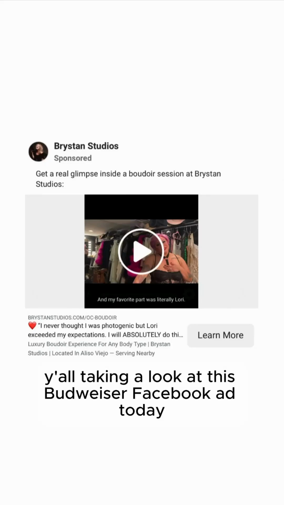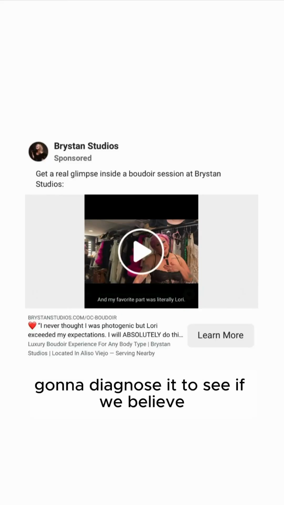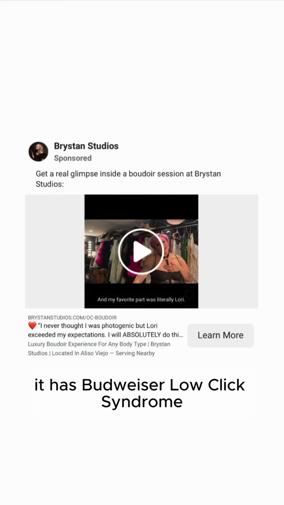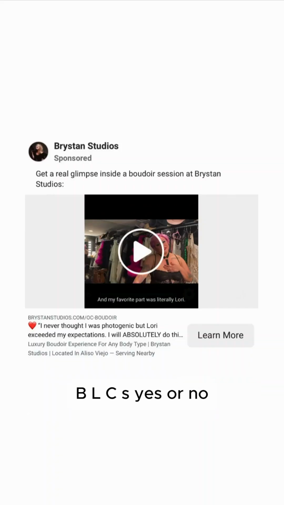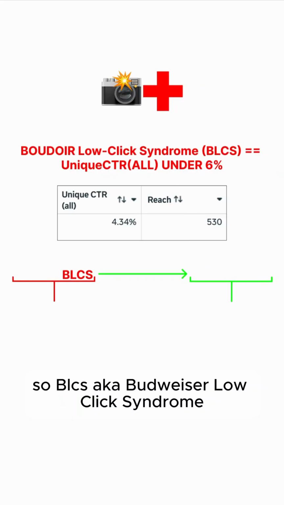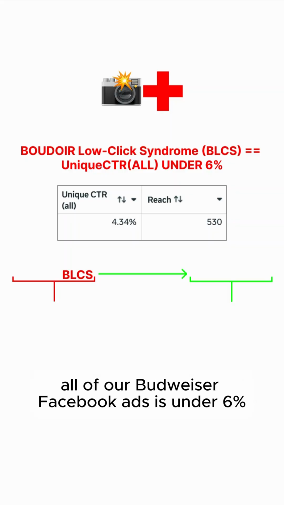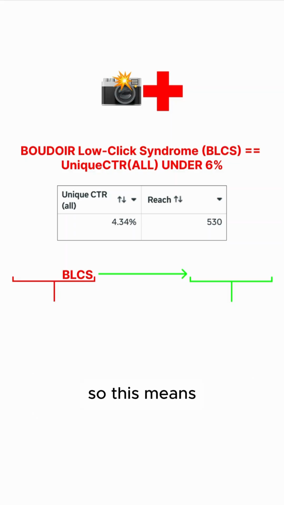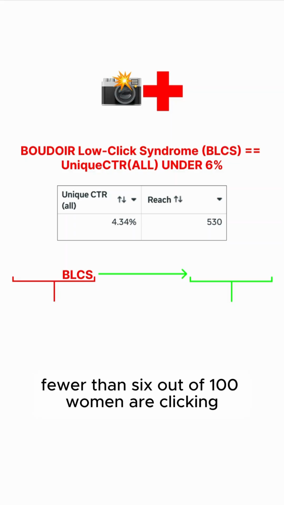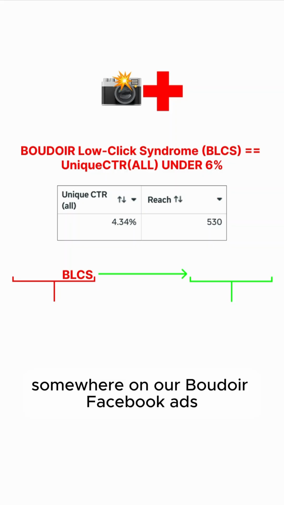All right, y'all. We're taking a look at this Boudoir Facebook ad today. Going to diagnose if we believe it has Boudoir low click syndrome, BLCS, yes or no. So BLCS, aka Boudoir low click syndrome, is when the unique CTR on all of our Boudoir Facebook ads is under 6%. This means fewer than 6 out of 100 women are clicking somewhere on our Boudoir Facebook ads.